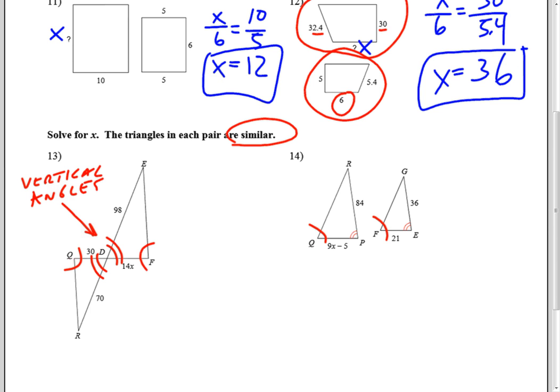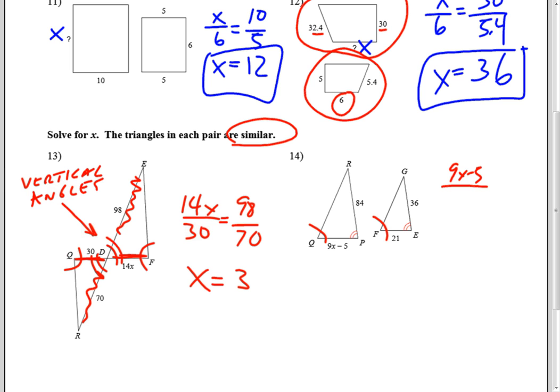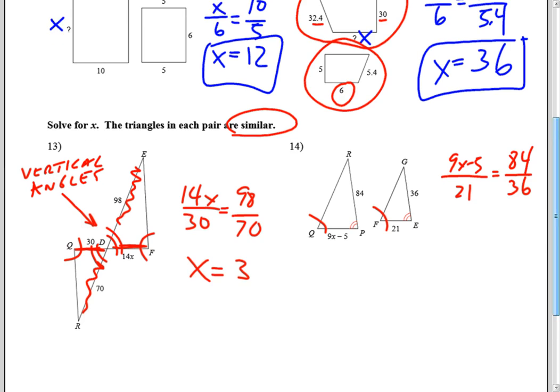They're telling us it's similar, so you can jump to the proportion right away. 14x/30, 98/70. As long as you're consistent, this goes with this. This side goes with this side. Just be consistent when you're making your fractions. When you're doing your actual work, that should turn out to be true. Same with this one. 9x minus 5 corresponds to the 21. 84 corresponds to 36. Let's do this one.